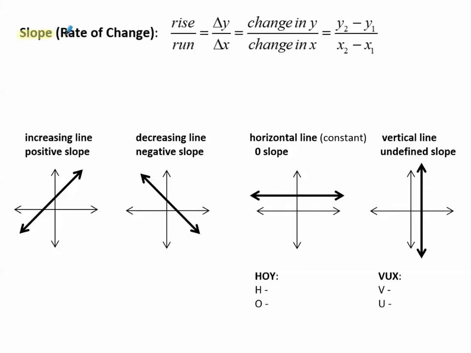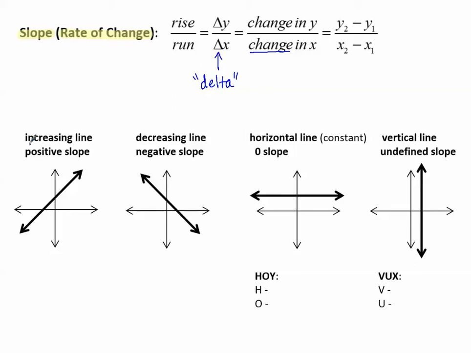Another way to describe slope is rate of change. Remember that slope is the rise over the run, also known as delta y over delta x. This is called delta, and it means change. So slope is the change in y over the change in x. The slope formula is y sub 2 minus y sub 1 over x sub 2 minus x sub 1, because the change is found by subtracting the y values and the x values.